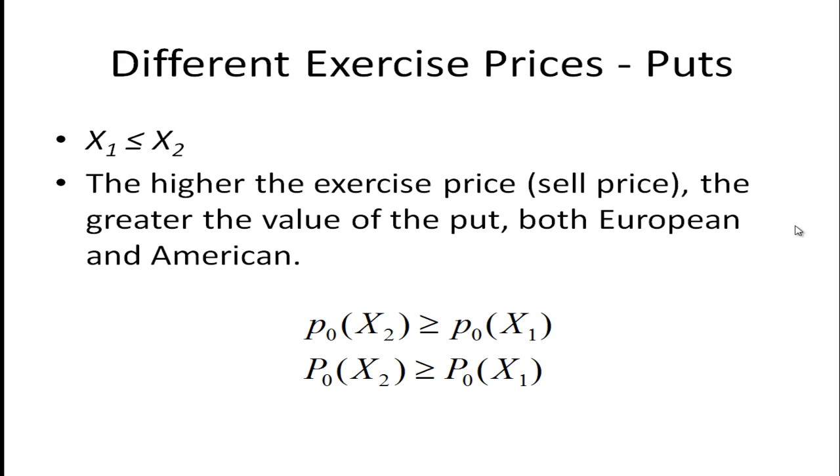Now, what about for put options? Keep in mind that this exercise price is the price we're selling at, so a higher exercise price is going to be better. And it's going to be the case in both the European and the American put. So it's going to be better to be able to sell at 55 than it is to be able to sell at 50. That makes this option more valuable than this one.